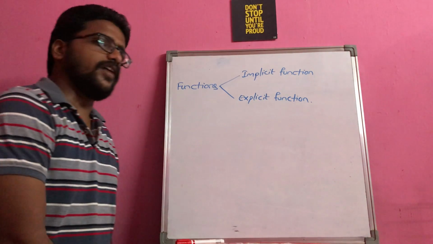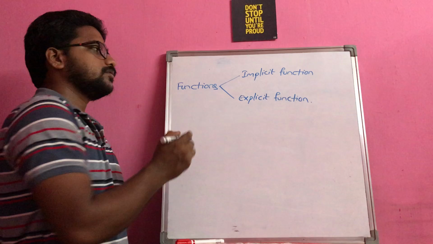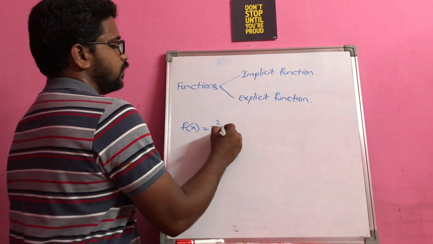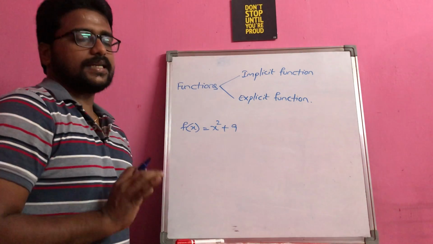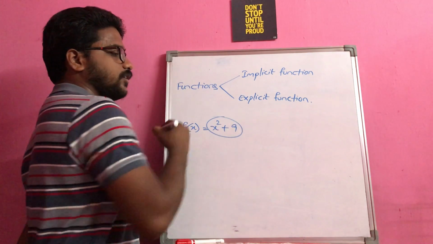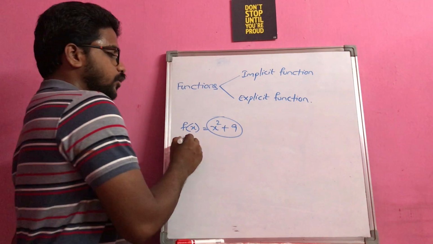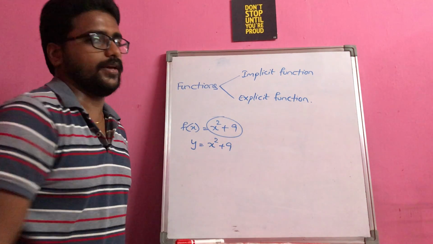So we know that a function will have one variable or two variables in it. Sometimes we have a question like this, f of x is equal to something like x square plus 9, if I say. You can understand one important point here. This is a function in the variable x. That's why I wrote it as f of x. So you can see here, y is equal to x square plus 9 if I give you.